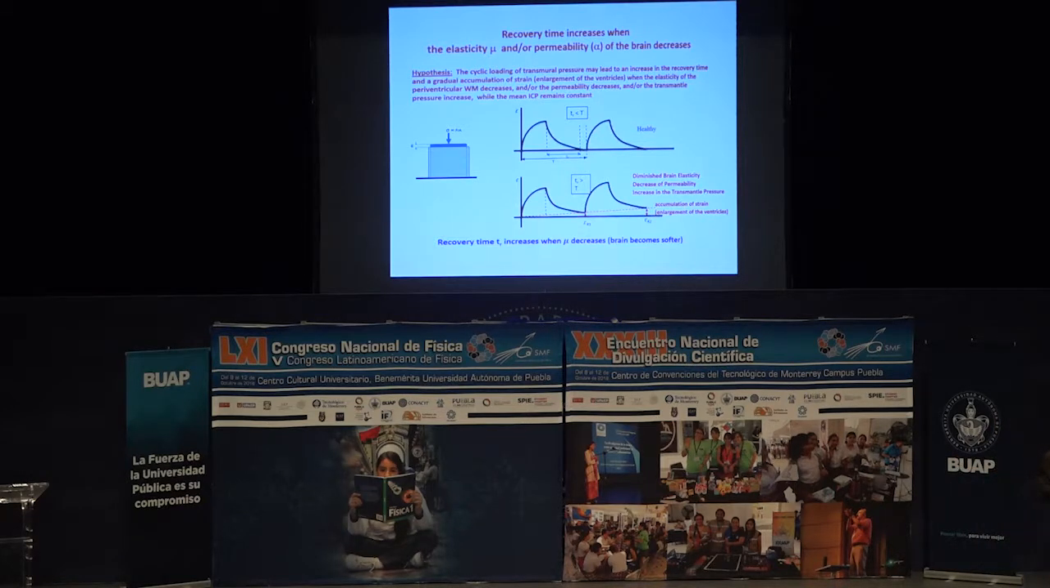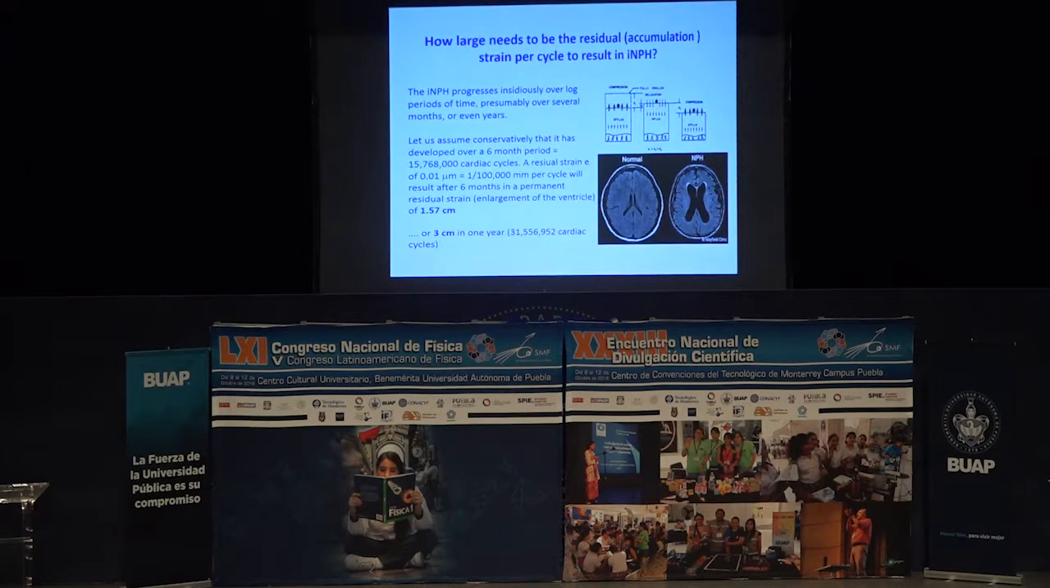how is this possible if we say that production and absorption is the same? Well, because it happens over a very long period of time. We know that this happens over years. So let's be conservative. Let's say that this idiopathic normal pressure hydrocephalus has occurred in 6 months. 6 months is 15 million heartbeats. 15 million times that you're doing that. So even if you have a residual strain of 100th of a micron, over 6 months it will give you an enlargement of the brain of 1.5 centimeters. In a year it will be 3 centimeters.